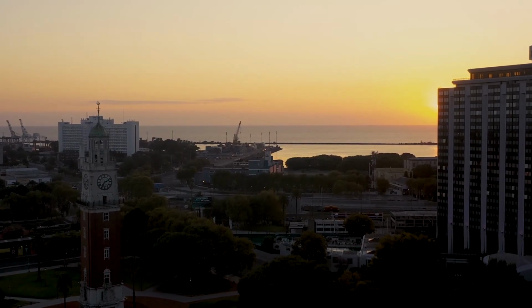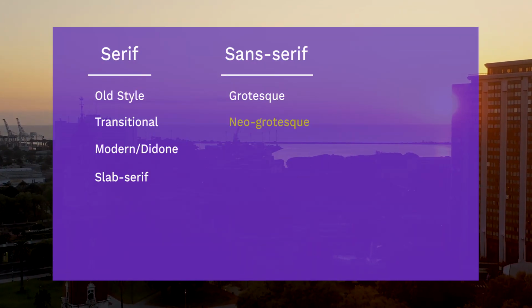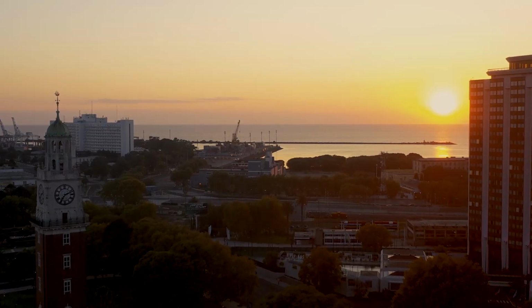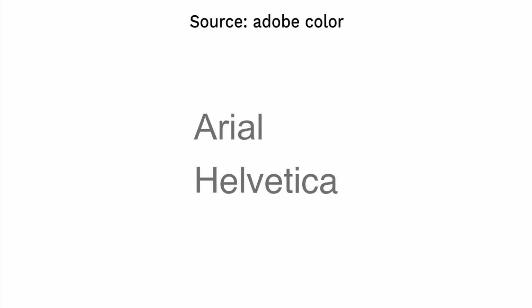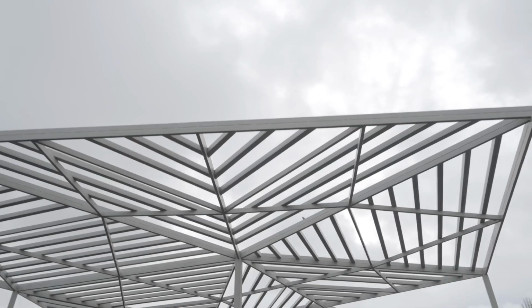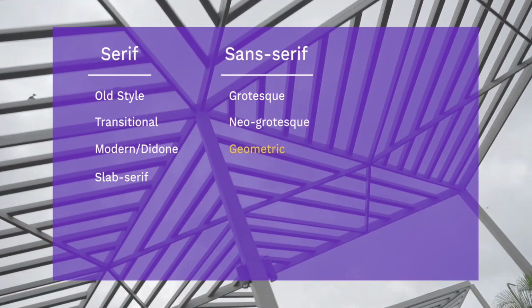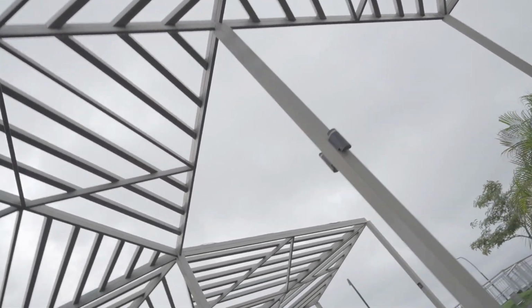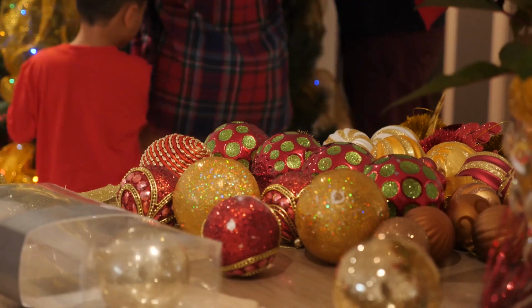Thus, some of the most popular sans-serifs today are neo-grotesque, also known as transitional sans-serifs. Some said that neo-grotesque is the rise of Helvetica. You can find this typeface in Arial and Helvetica. In addition, geometric typefaces follow an elemental design style in which basic shapes such as triangles and circles become the core shapes of the characters. Examples of this typeface are Futura and Avenir.